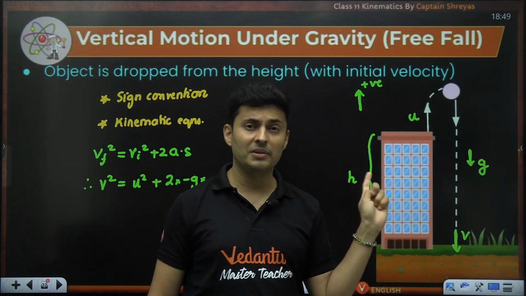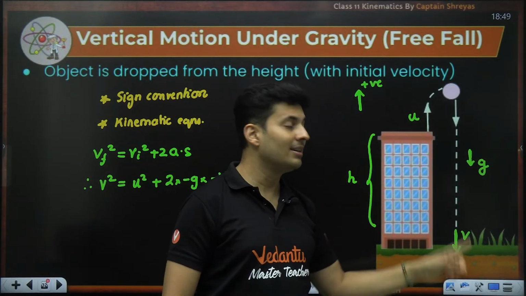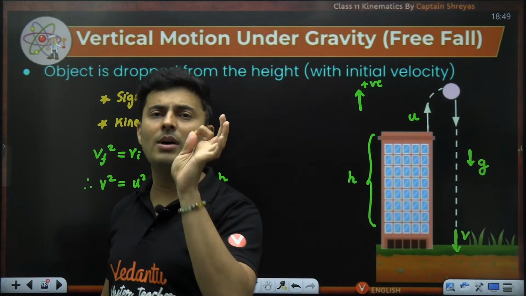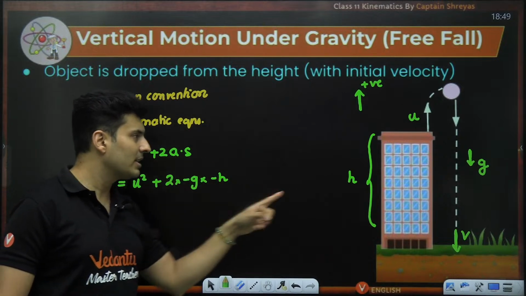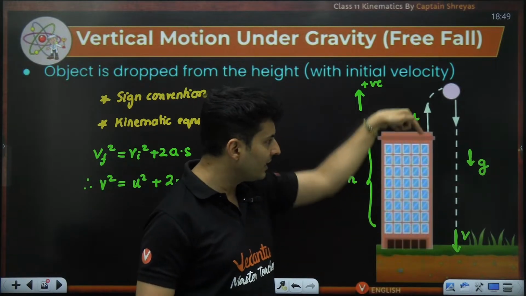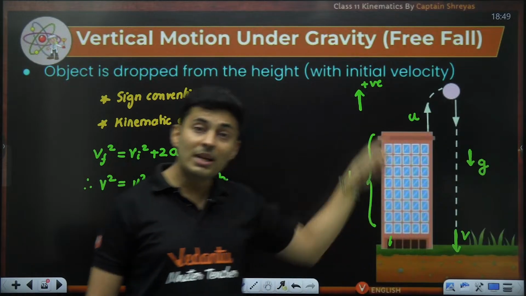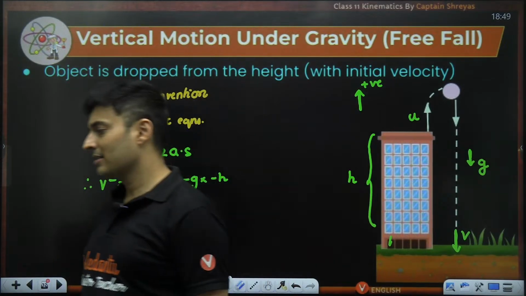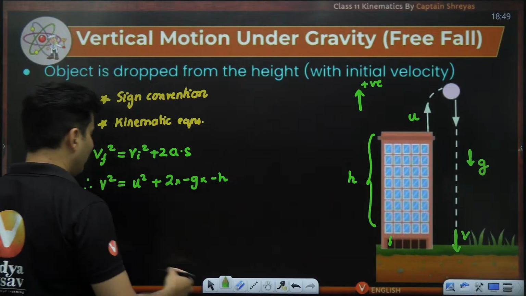Number two, s is always displacement. So never ever put the total distance. That's a common misconception. Always s stands for displacement. This was initial, this was final. The shortest distance, that is basically h, and that will be negative h by the sign convention. Everyone?